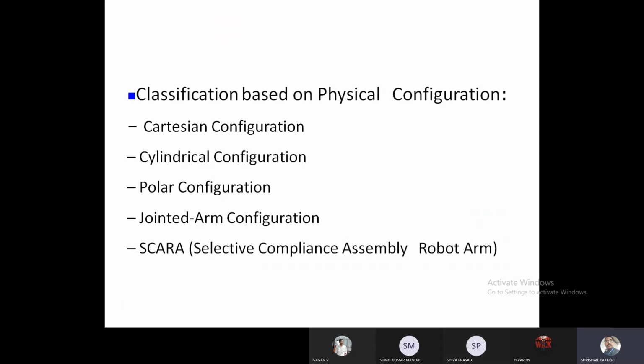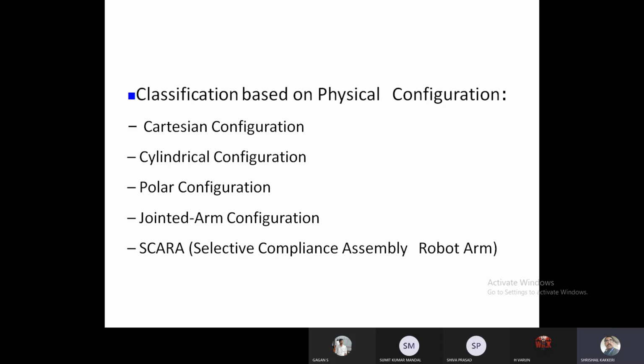The physical configuration or work volume of the robot already we have explained. It is an imaginary envelope generated around the robot when the end effector is extended around its manipulator. So the arm is extended around its manipulator. The possible ways by which it can reach, the imaginary cover which is developed, will be the work envelope or work volume of the robot. And under this, we have 4 important categories or classifications based on the physical configuration.